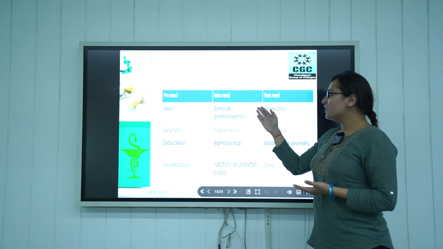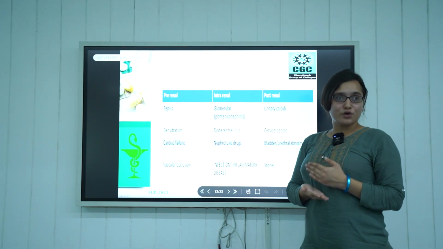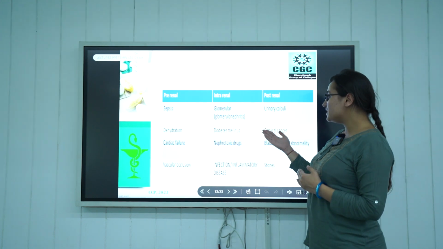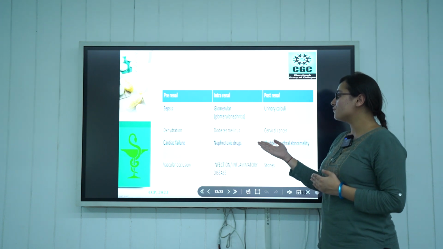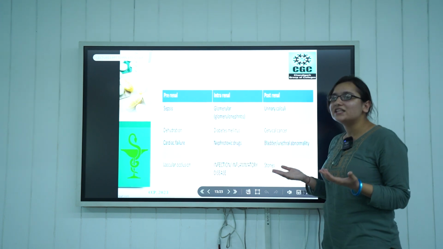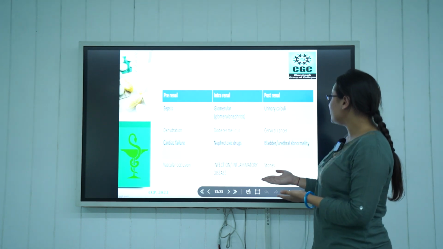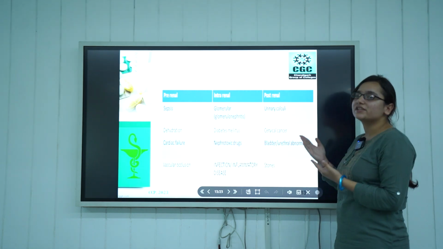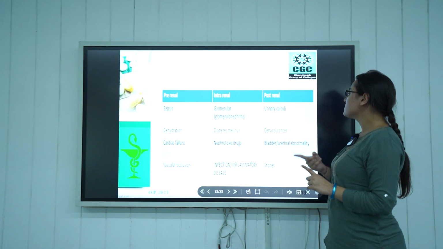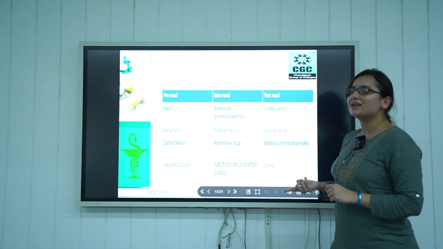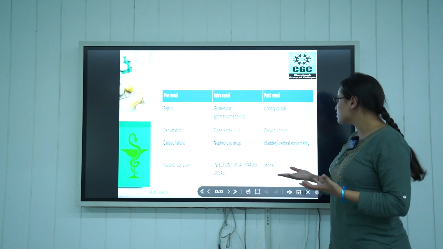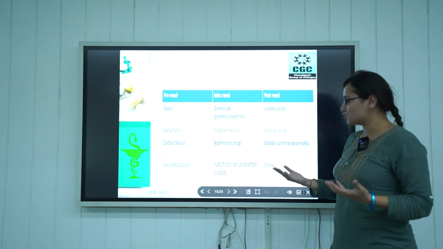So if we talk about the intrarenal cause, it can be due to glomerulonephritis, right? Diabetes mellitus, nephrotoxic drugs, as I have told you earlier, like aminoglycoside antibiotics, right? And infection, any inflammatory disease, right? If we talk about post-renal cause, it can be due to renal calculi, cervical cancer, bladder abnormality, or it can be bladder cancer also, right? Or it can be renal stones also, right?